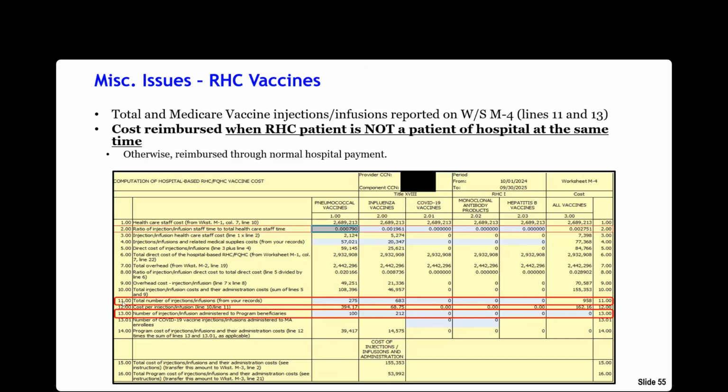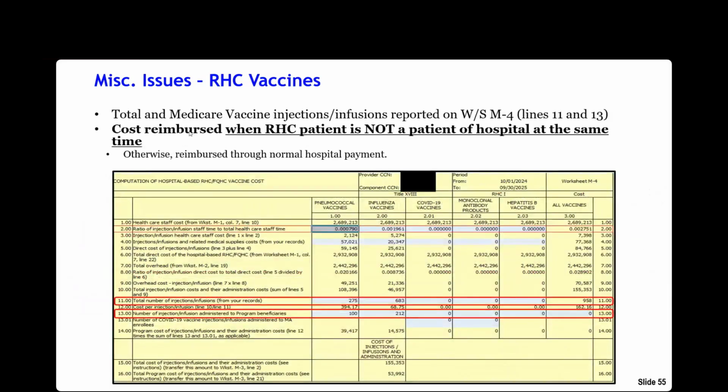Total, or line 11 has you report the total injections for each type. Line 13 reports the number of injections just administered to program beneficiaries. This is Medicare. We're talking Medicare for this case. And that's all we're concerned about on this side. Now, there's a 13.01 that says the number of COVID-19 vaccine injections administered to MA, Medicare Advantage enrollees, Medicare Part C, if you will. That's separate from what we reported on line 13.